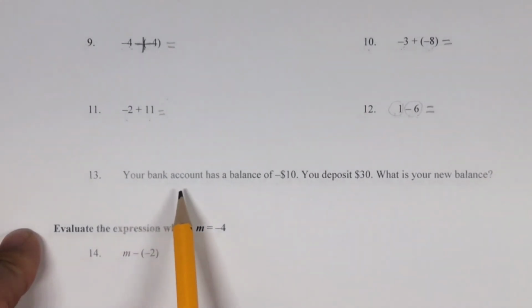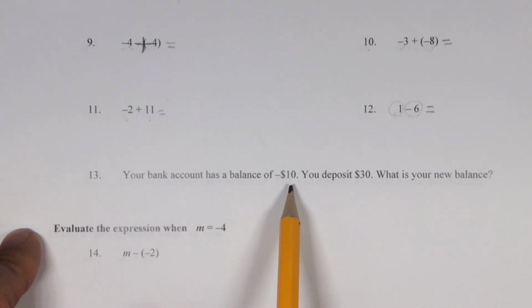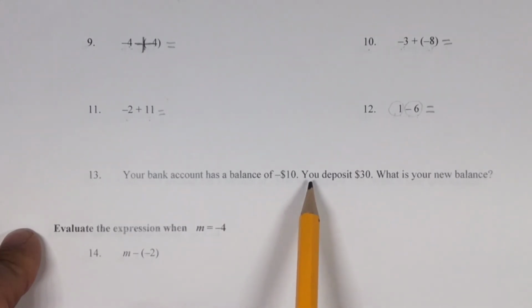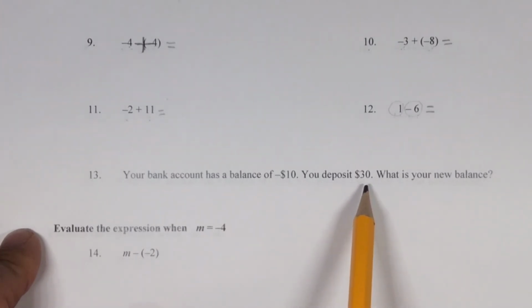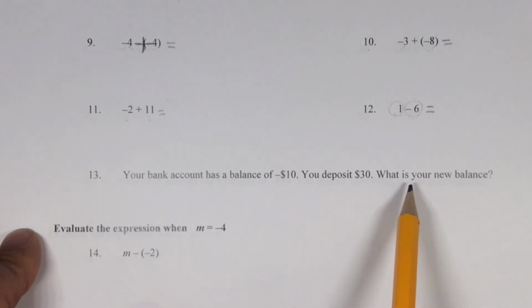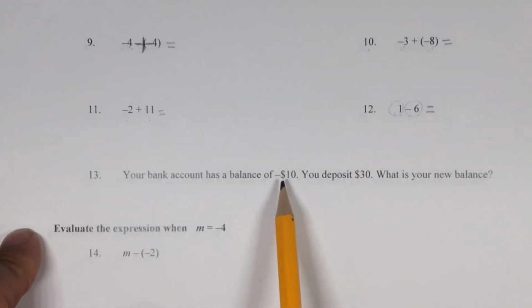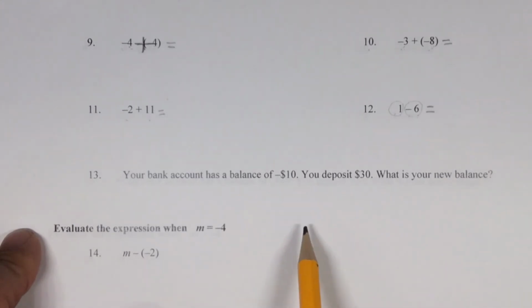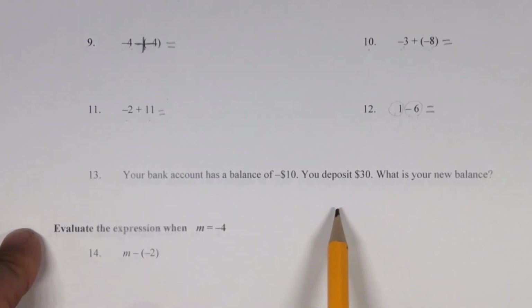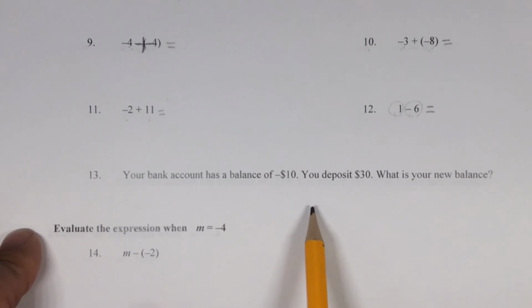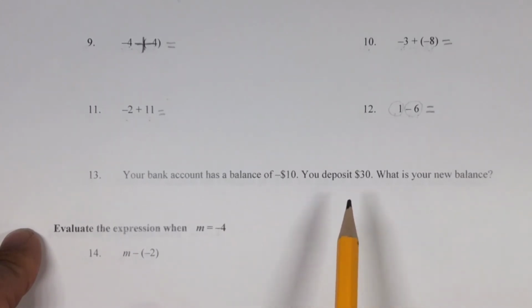This one says your bank account has a balance of negative $10. So now we do know the balance. It's negative 10, and that's not good. But you run down and you deposit or put in $30. What's your new balance? So if you add these two integers, you'll find your new balance. Remember, different sign, so you subtract the number part, and you keep the sign of the larger.